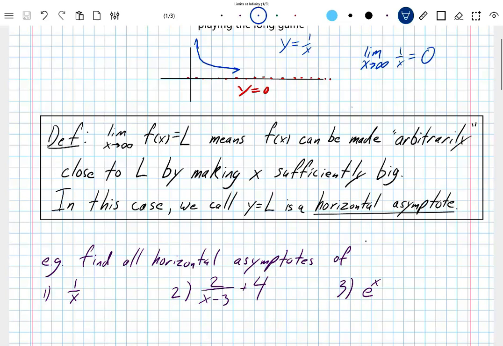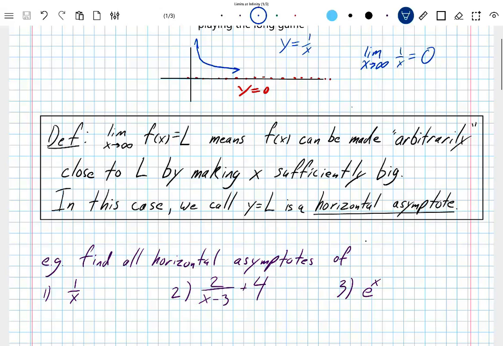For that limit to exist, it means that basically that y value stabilizes. It gets closer and closer to something, or it can even reach it too, but it can't go away from it. And in this case, we call that line y equals L a horizontal asymptote. Hopefully a familiar word. A word maybe you've seen but never got a real definition for, and this is a real definition that you had to wait until calculus to hear.